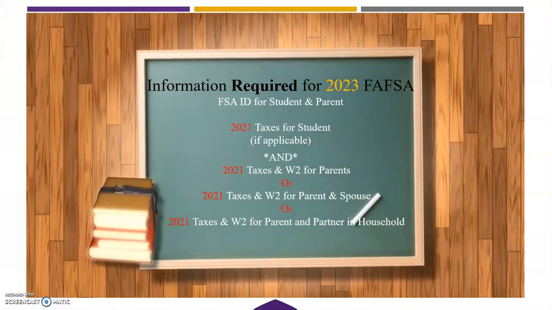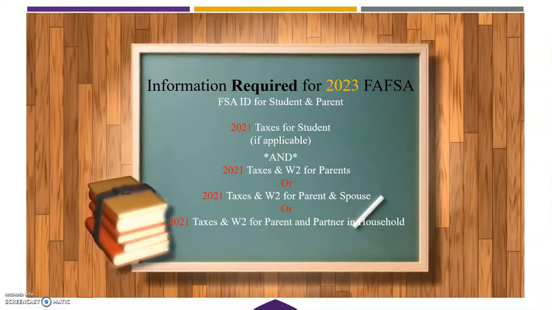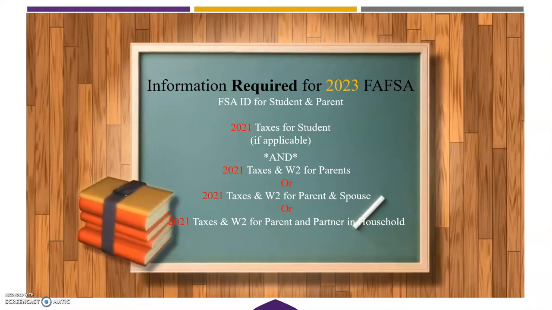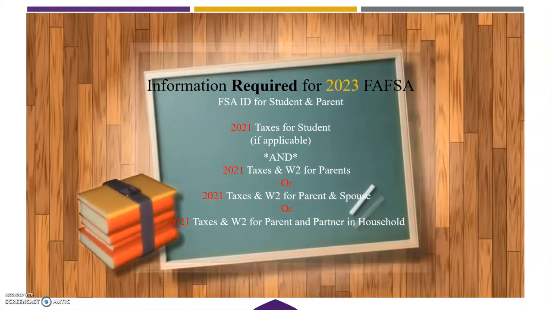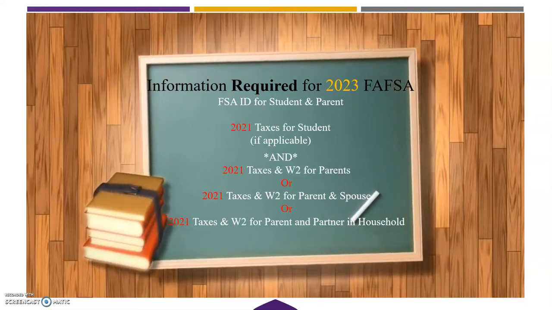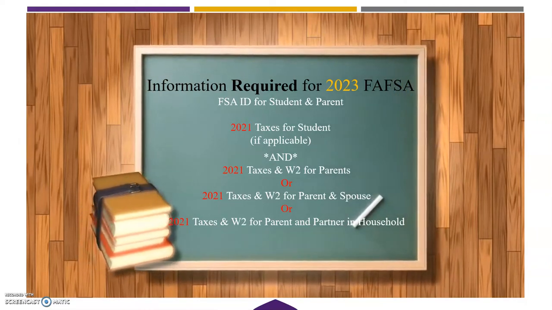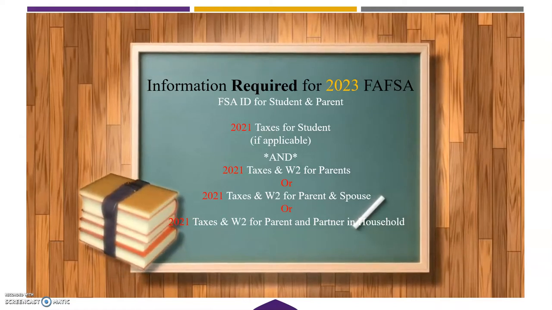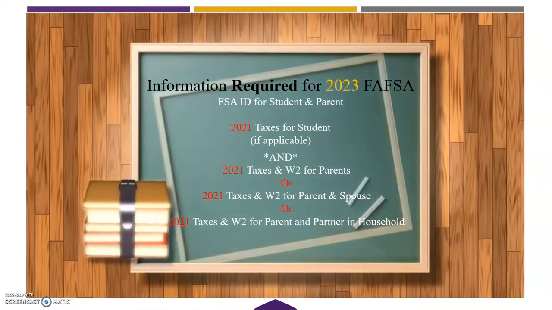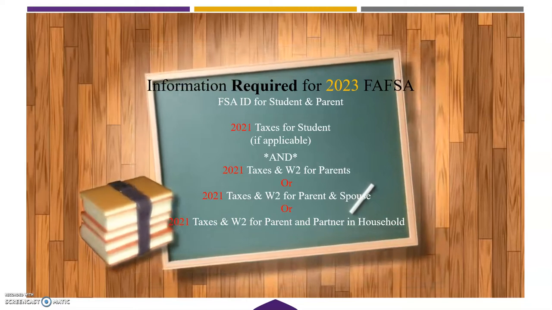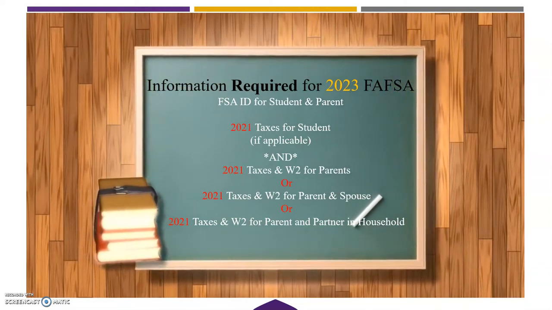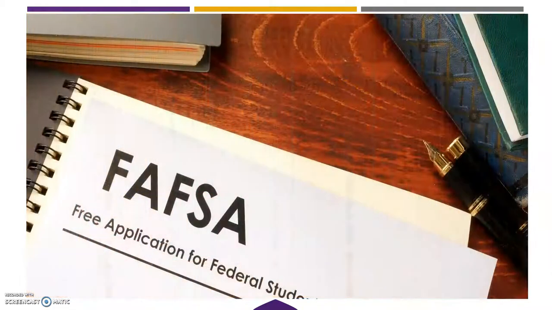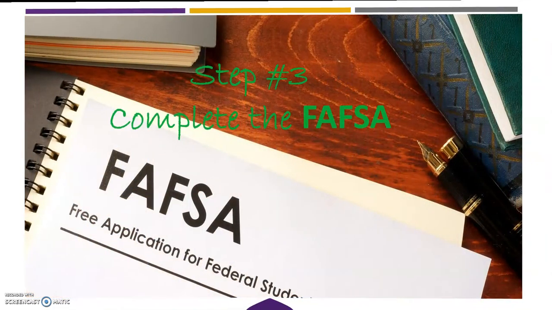Next, it's time to gather the financial information for the 23 FAFSA. If you filed taxes as a student in 21, then you will need the taxes for that year. If you have parents that are married, you will need the 21 taxes and the 21 W-2s for each of those parents. If your parents are divorced, but they have remarried, then you'll need the 21 taxes and the 21 W-2 for the parent and the spouse. If your parent has a live-in partner, you'll need the 21 taxes and W-2 for that parent and partner in the household.